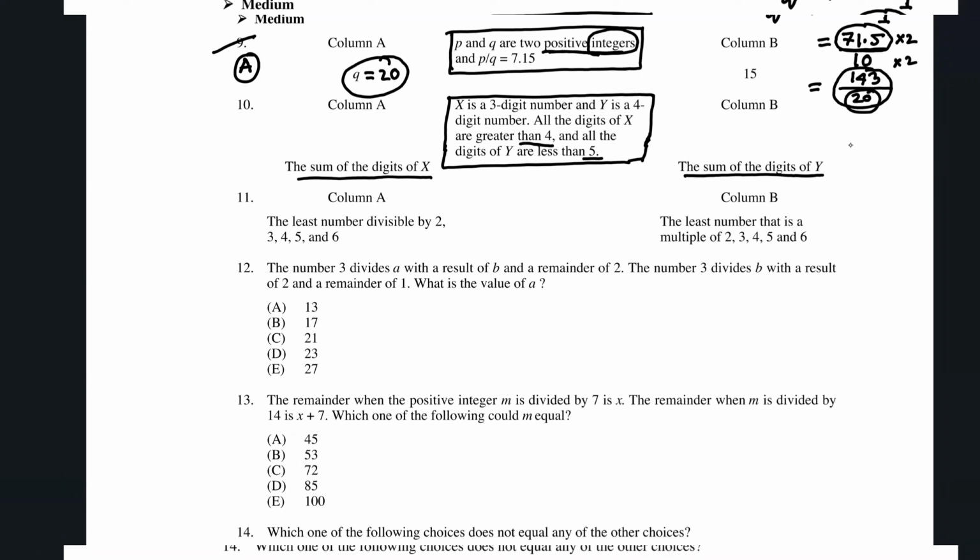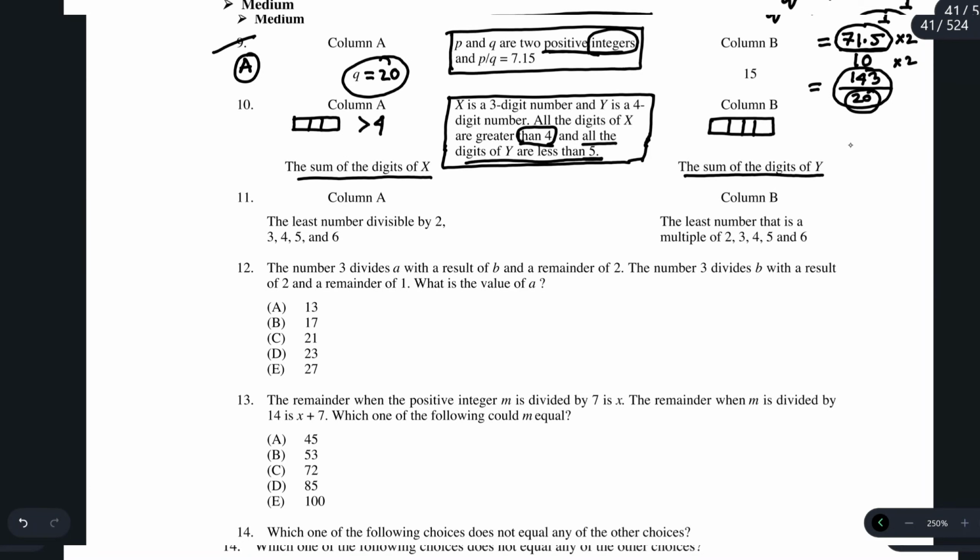Since X is a 3-digit number, we can write it as 3 boxes, right? And each of these boxes should take a value greater than 4. And Y is a 4-digit number, so for column B, we can create 4 boxes, and we are given that all the digits of Y are less than 5, right?